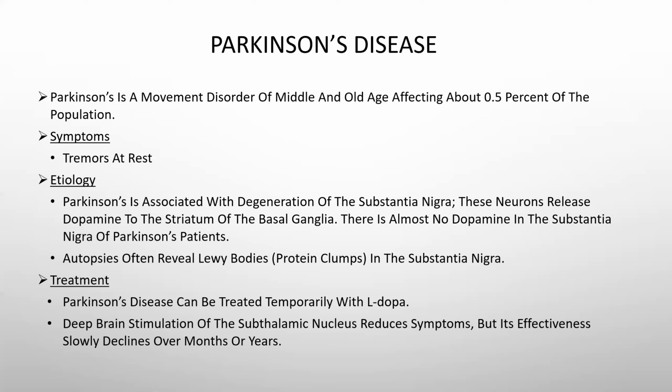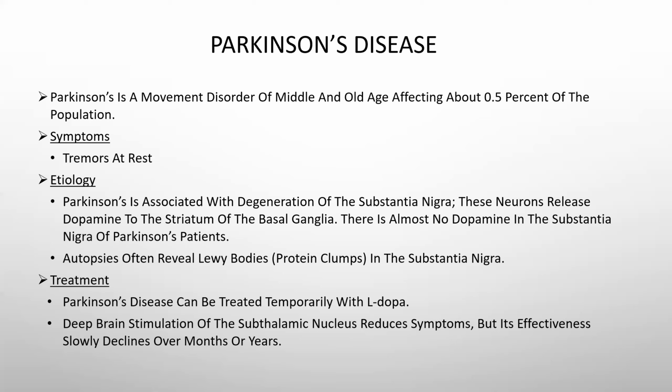Treatment: Parkinson's disease can be treated temporarily with L-DOPA. What are these individuals lacking? It's that dopamine in the substantia nigra. So let's see if we can put more dopamine, which is the L-DOPA, into the substantia nigra. And it does have a tendency to be somewhat effective. However, remember what we just mentioned. There's almost no dopamine in the substantia nigra by the time we see these effects.